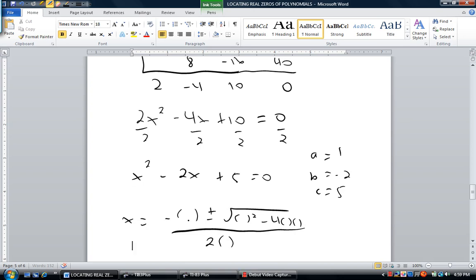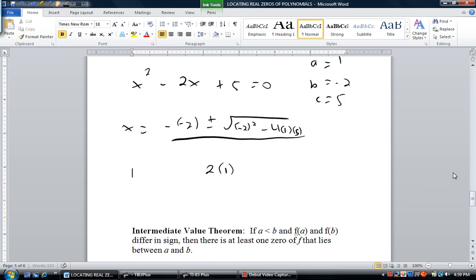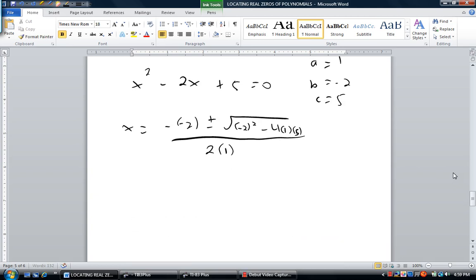I'm throwing in the numbers. This is B. This is B. This is A. This is C. And this is A. I'm running out of space again. Now, let's just clean it up. A negative and a negative makes that a positive 2.